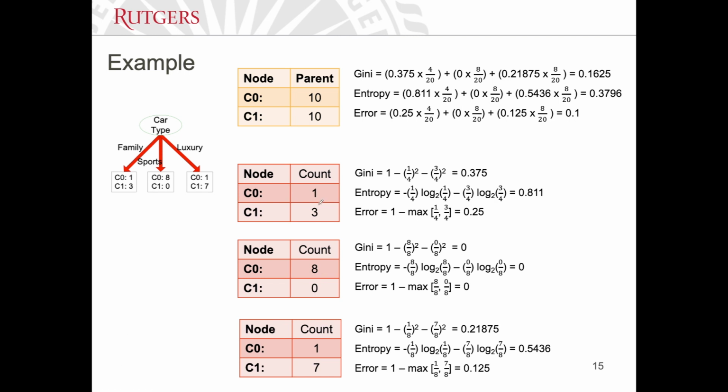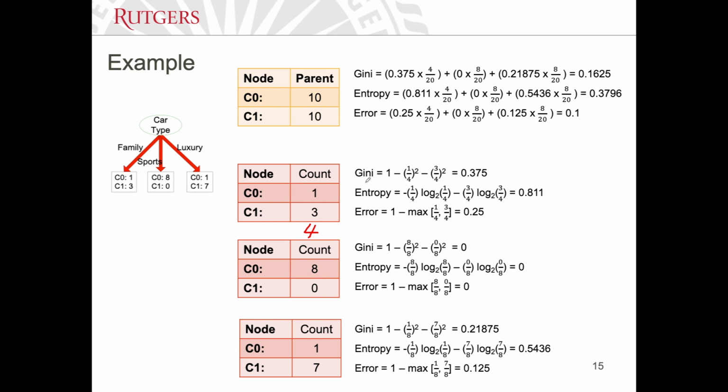So for the first splitting point, which is based on the family, as we said, for class 0, we have 1 instance, and for class 1, we have 3. So in this case, in total, we have 4 instances under this node.